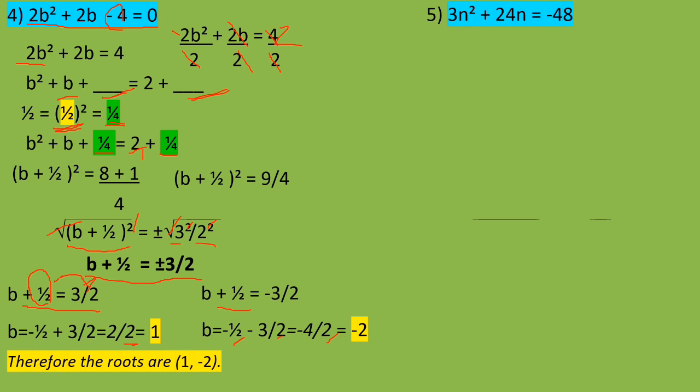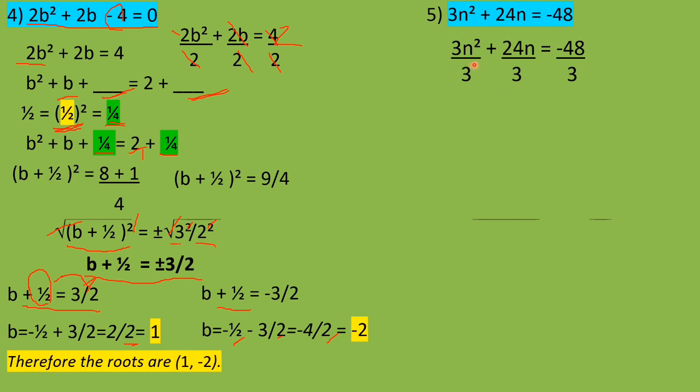Next example, meron tayong 3n squared plus 24n is equal to negative 48. So, since si constant ay nasa kabila na siya, so ang gagawin na lang natin ay i-divide natin lahat ng term by the number in a, which is 3. So, i-divide natin ng 3 ang lahat ng terms.